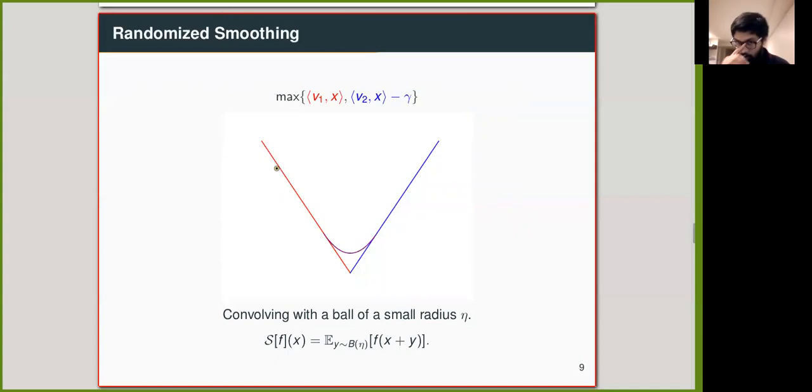So that works well. So how do you do the smoothing? You just convolve it with a ball of a small radius. And it's going to look like this. It's going to be the red curve, it switches to purple, and then over to blue.